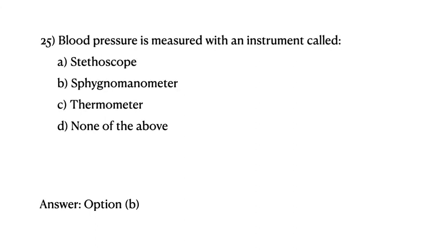Question number 25. Blood pressure is measured with an instrument called option A, stethoscope, B, sphygmomanometer, C, thermometer, D, none of the above.